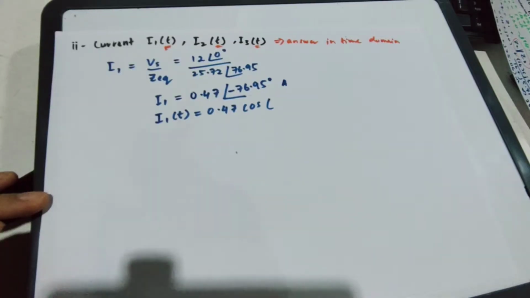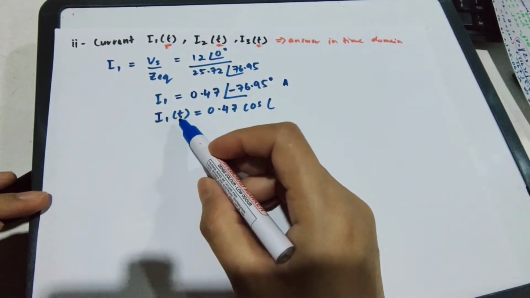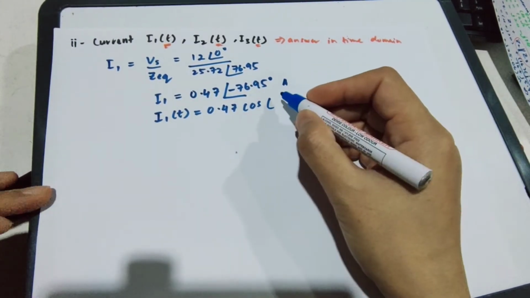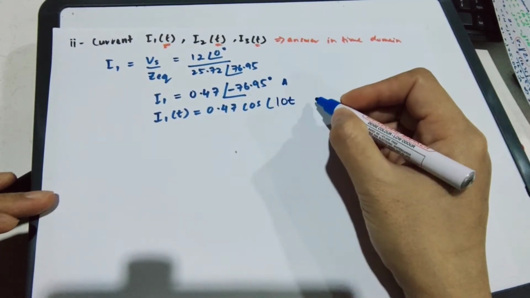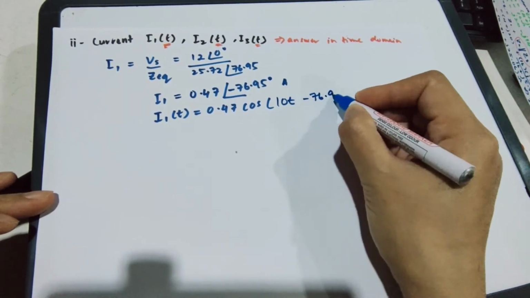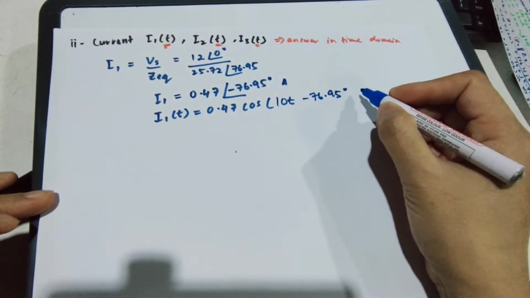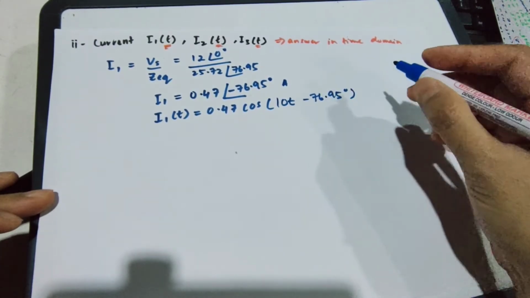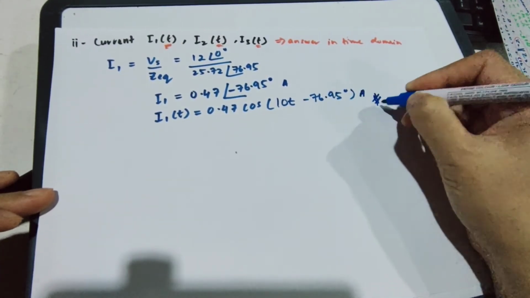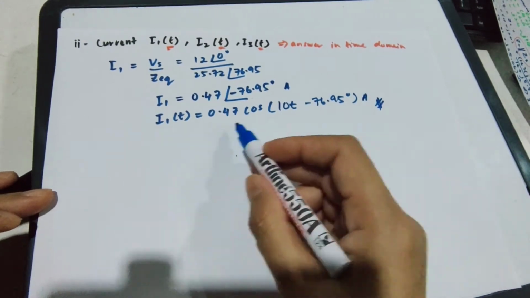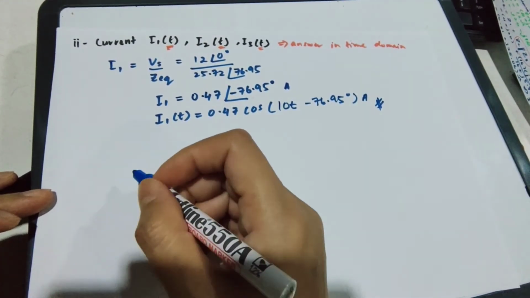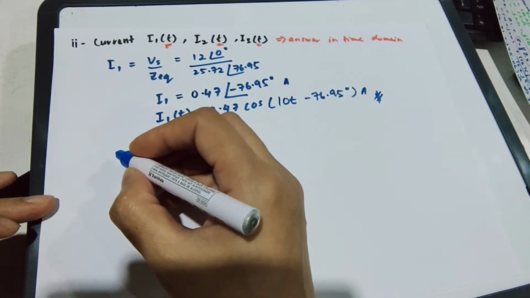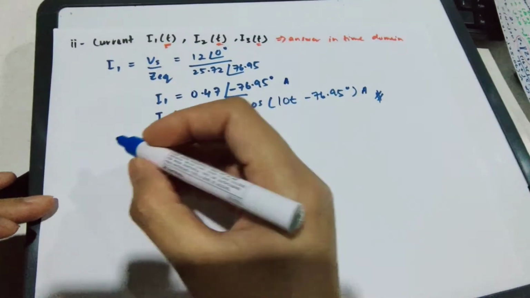Okay, same again. So we managed to get i1(t) equals 0.47 cos(10t minus 76.95) amperes. So this is the value of i1 in time domain. Now we proceed to find I2. I2 we can find using the current divider rule.